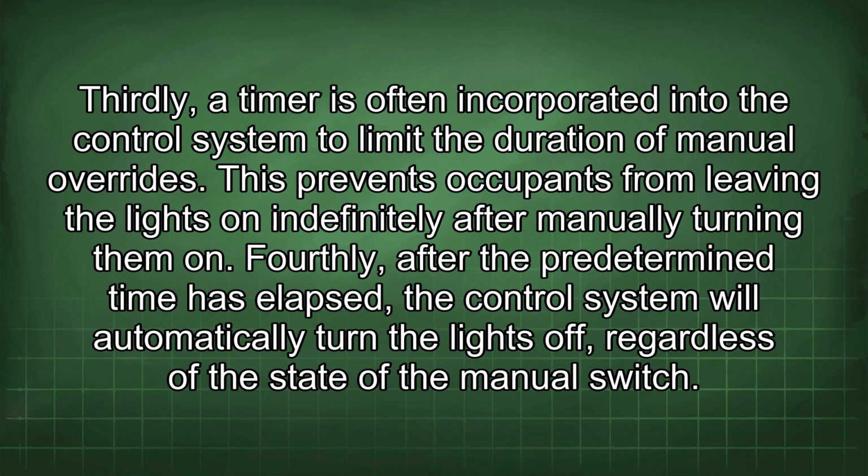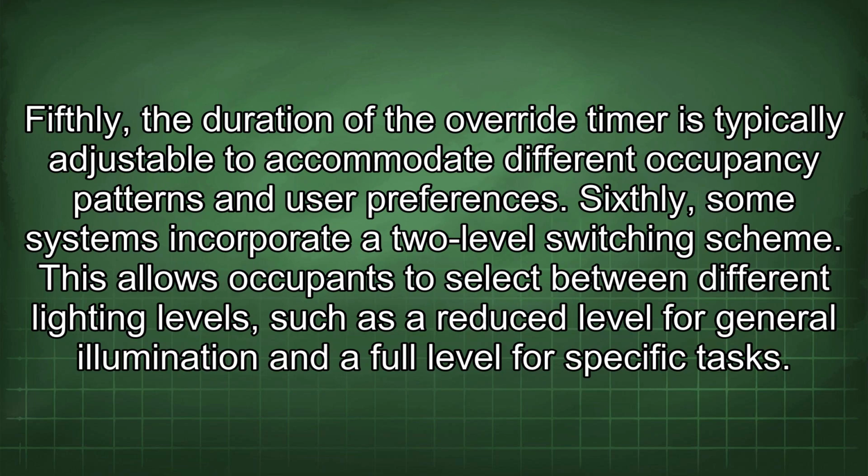Thirdly, a timer is often incorporated into the control system to limit the duration of manual overrides. This prevents occupants from leaving the lights on indefinitely after manually turning them on. Fourthly, after the predetermined time has elapsed, the control system will automatically turn the lights off, regardless of the state of the manual switch. Fifthly, the duration of the override timer is typically adjustable to accommodate different occupancy patterns and user preferences.